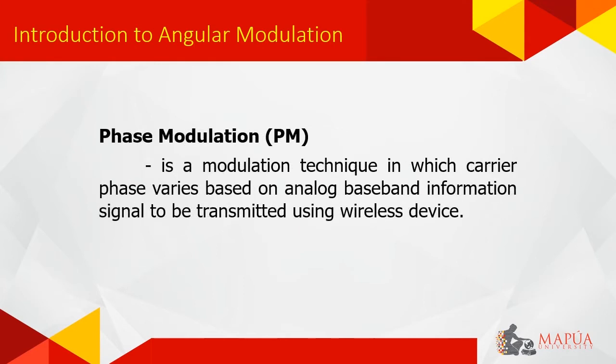Phase modulation is a modulation technique in which the carrier phase varies based on the analog baseband information signal to be transmitted using a wireless device. If a constant amplitude and constant frequency sine wave carrier is given to the phase shifter, the output is a phase modulated signal. Phase modulation is referred to as indirect frequency modulation due to the fact that phase modulation produces frequency modulation.